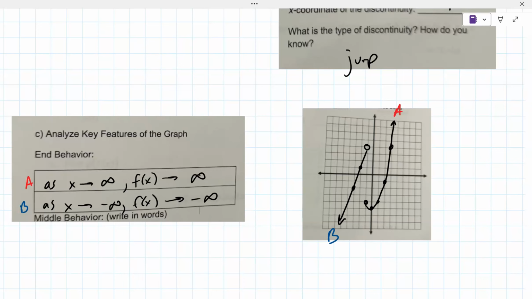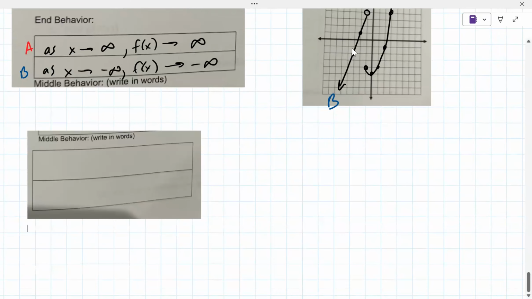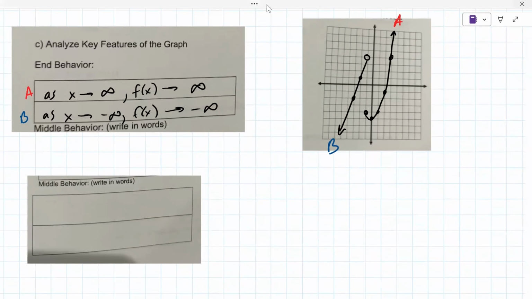Right. Now middle behavior. This is really stupid. I don't know why it does this. Nobody ever wants this. So the middle behavior is where that break is. So this is going to be unclear why, but it's as x goes to -1 from the left. So we'll call that C. What is the y value there? At C, it looks like it's 4. Yeah, 4.